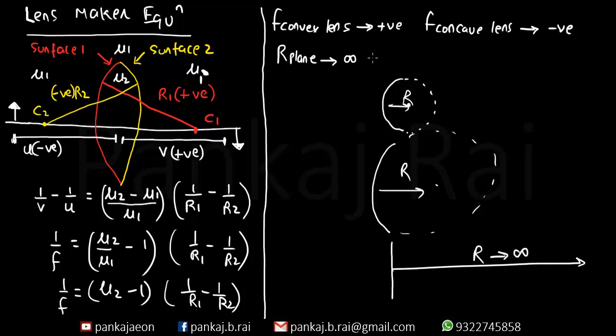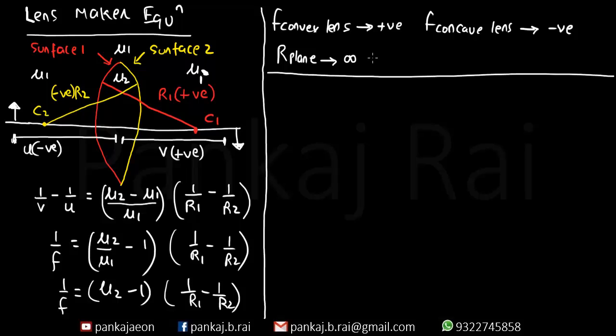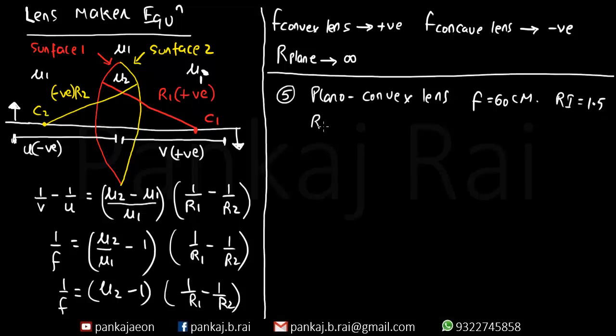Now let us move ahead with the numericals. Let me start with a solved example of your textbook, which is solved example number 5. It says that there is a plano-convex lens and its focal length is given as 60 centimeter. The refractive index of the material is 1.5 and we have to find the radius of curvature. So radius of curvature is question mark.